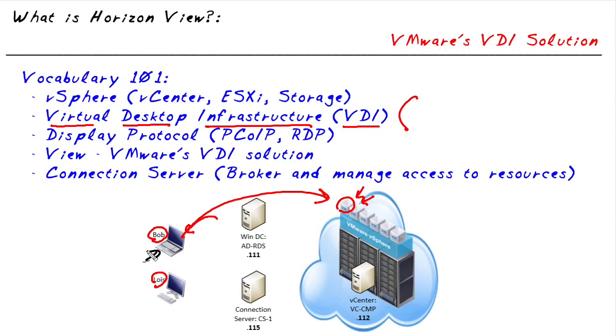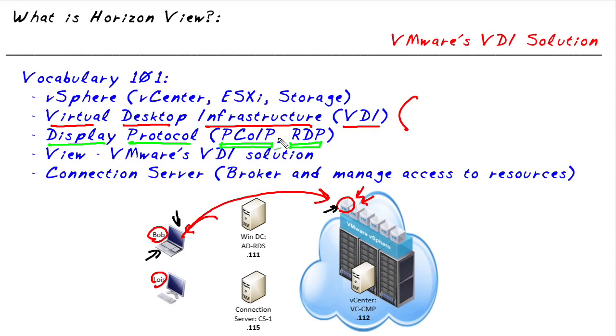Now, a next logical question would be, okay, well, how exactly do we get the keystrokes and the mouse movements of Bob at this end device over to the virtual machine so it can process it? And to pull that off, we're going to use some type of a display protocol. And there's several to choose from. In a VMware VDI environment, the two protocol choices are PC over IP, which is a protocol created by Teradici and licensed to VMware. And we also have remote desktop protocol in a VMware VDI implementation that can be used.